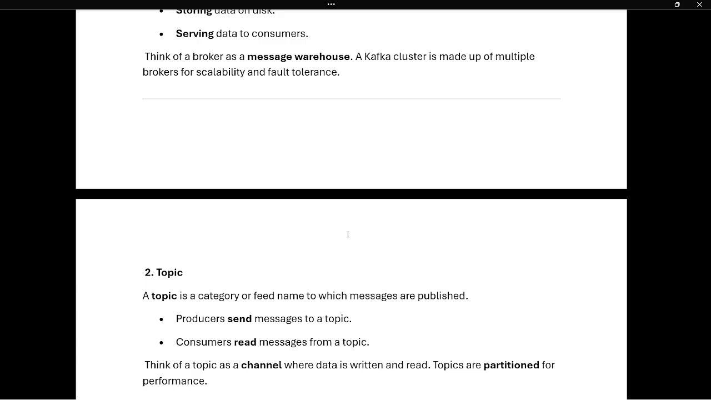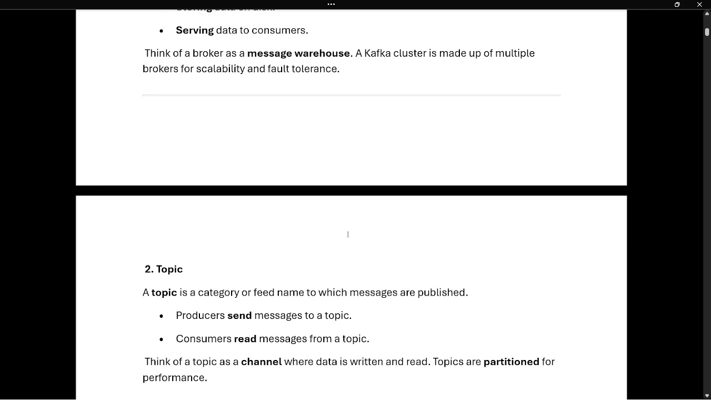So a producer sends messages to a topic, and a consumer reads messages from a topic. Suppose there is a producer that produces IT data to the IT topic, and then there is a consumer which will consume data from the IT topic. It can't consume from the sales topic. For that reason we have different topics for categorizing the different categories. Think of it like a channel where data is written and read.